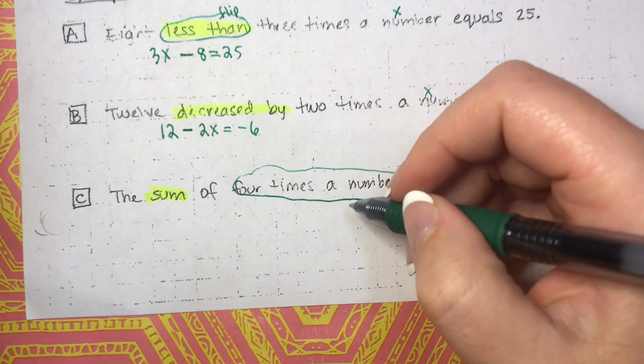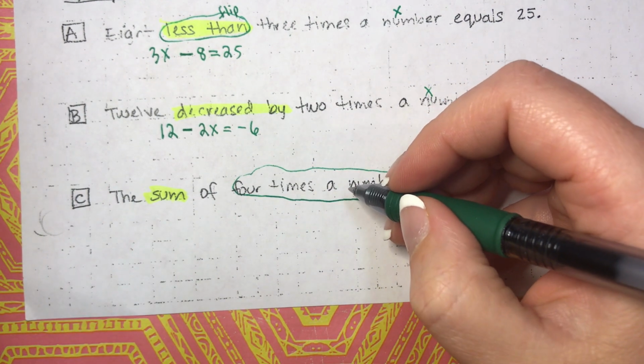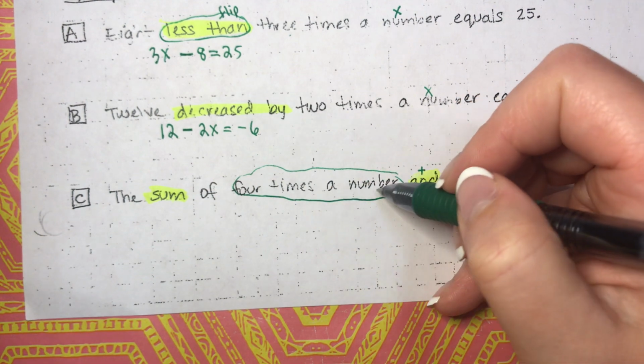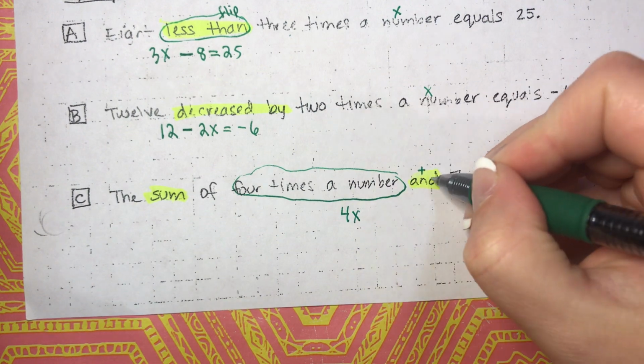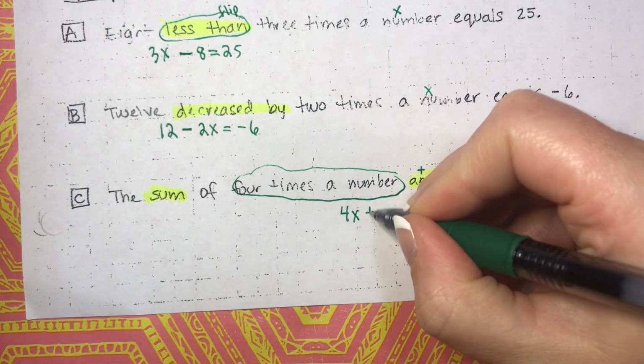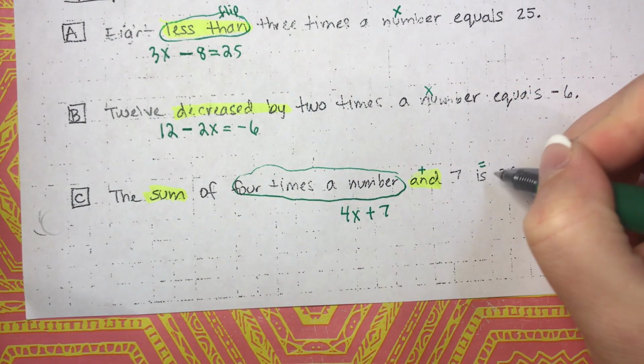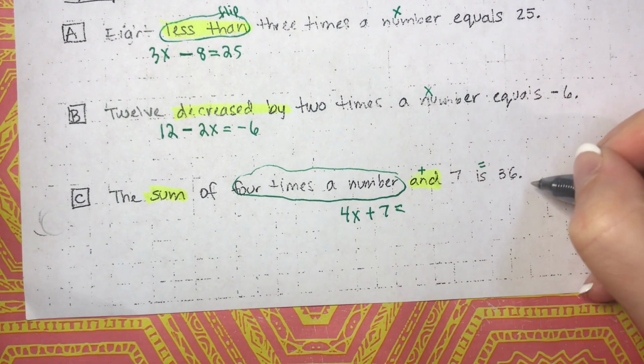So 4 times a number is just the same thing. We don't know what a number is, so we're going to call that x. So 4 times a number, or 4x. And is where we put the addition sign. 7 equals 36.